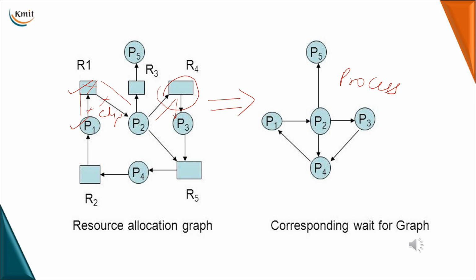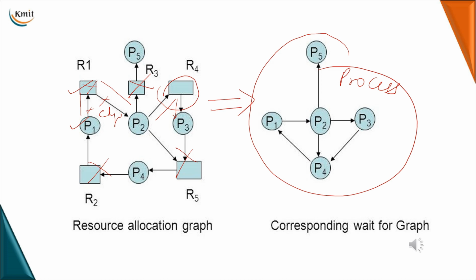Similarly, when you go for this P3 to P4, you just remove this particular resource and you have an edge from P3 to P4. Similarly, you have an edge from P2 to P1, and if I remove this R3, you have an edge from P2 to P5. So this is what a wait for graph is. A wait for graph will only have the processes without any resources.